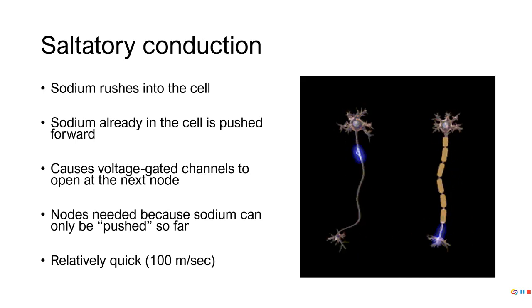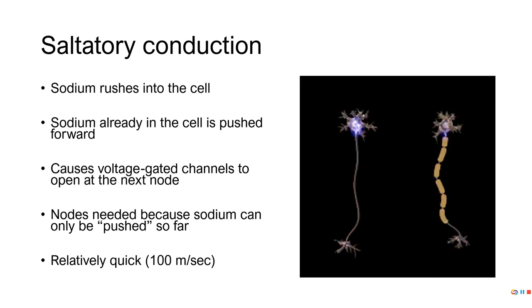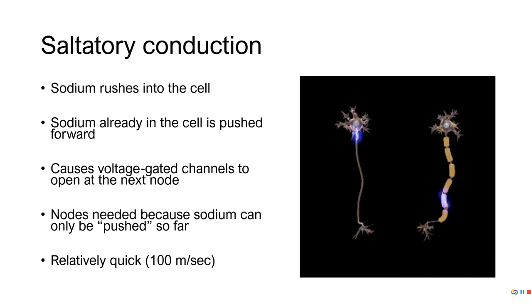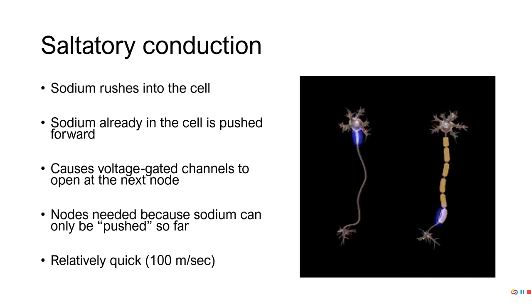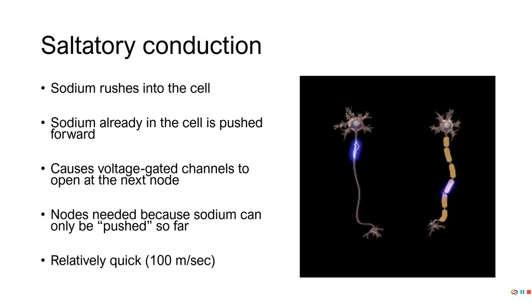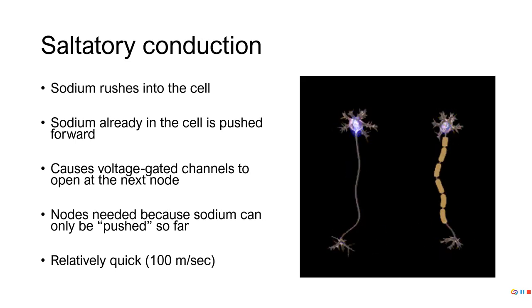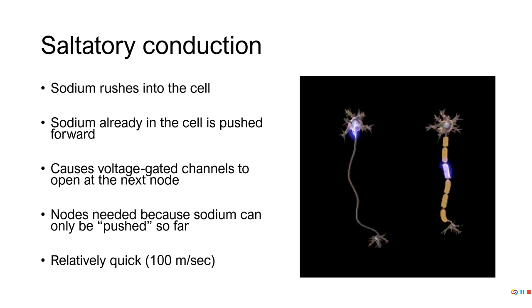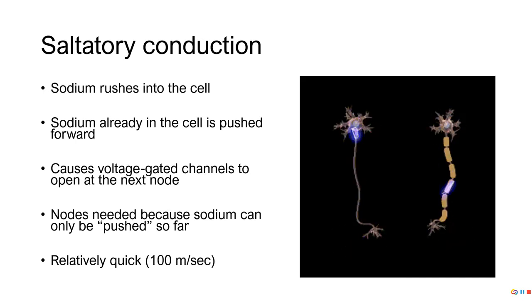Now, while it would be a ridiculously fast process if the entire neuron was myelinated, that's not possible. And the reason we need nodes is because the sodium that goes into the cell can only travel so far. Because of the gradient, there's only so much energy. And so it has enough energy to push sodium down to the next node, which will open more channels, which will let more sodium in. Okay, saltatory conduction is really fast. Okay, and as opposed to the 1 meter per second in an unmyelinated neuron, in a myelinated neuron, this can be about 100 meters per second.